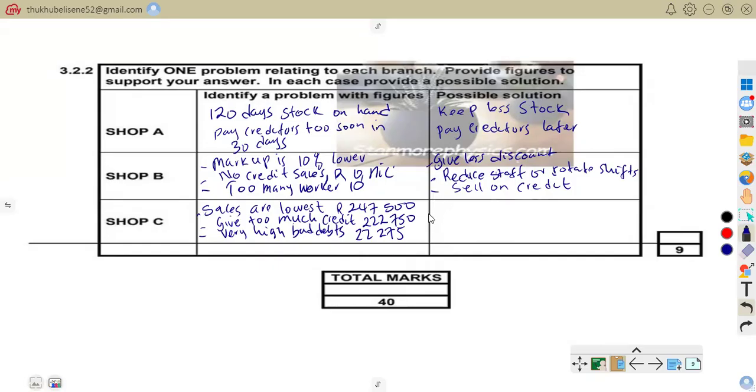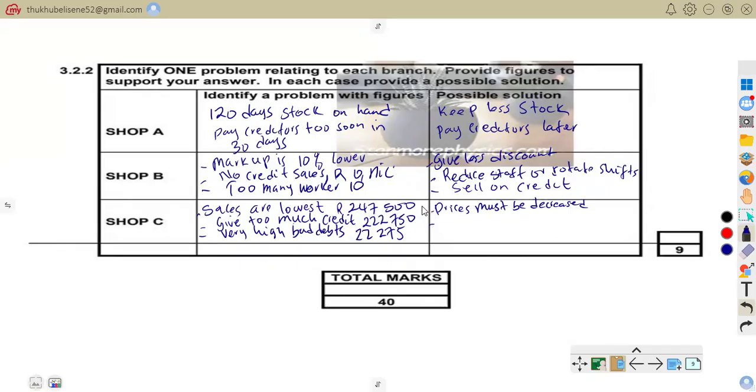So now we are to give solutions on this. It means prices must be decreased. Remember the prices on shop C were increased by 5%. So that chased away customers. That is why the sales declined, because of the increase of the price. So you are supposed to give discount as well so that they can have more and more sales.